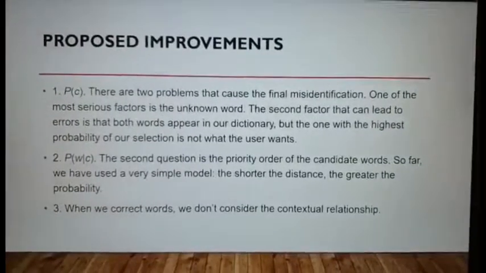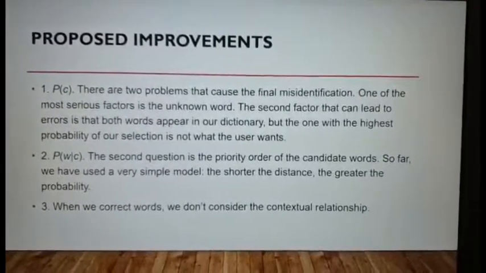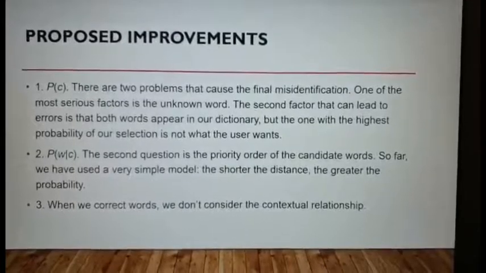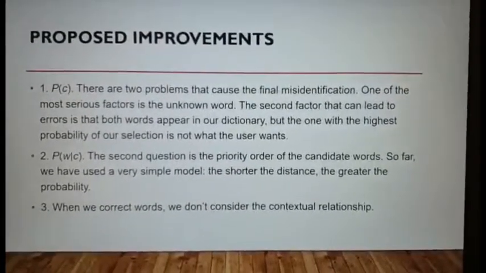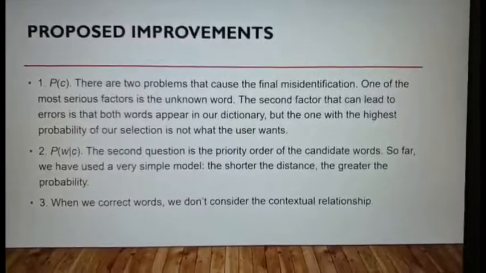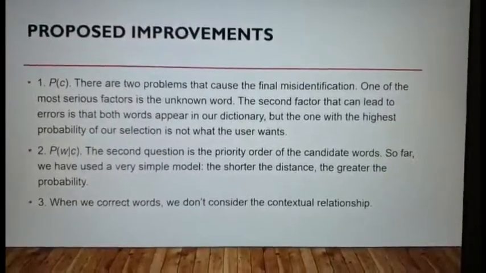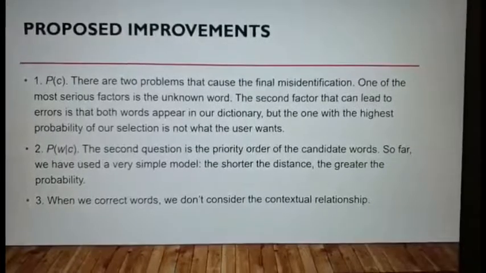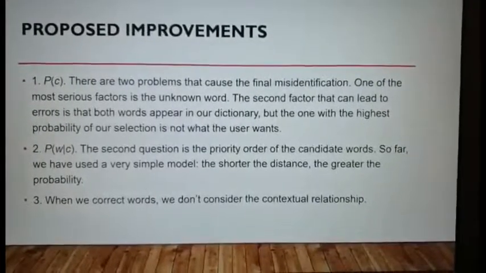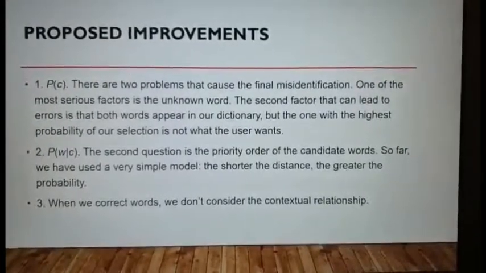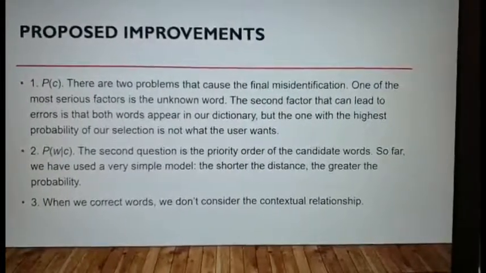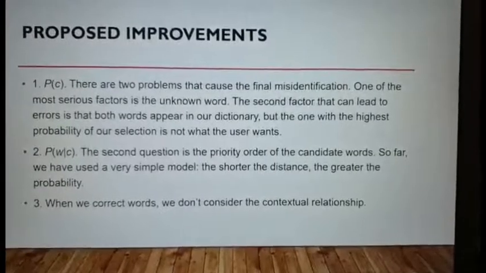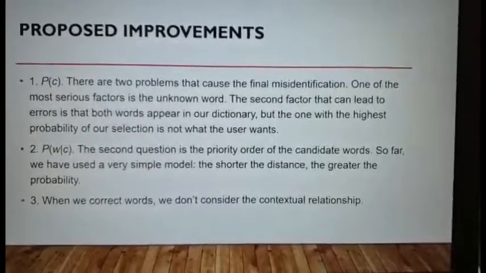There are two problems that cause the final misidentification. One of the most serious factors is the unknown word. The second factor that can lead to an error is that both words appear in our dictionary, but the one with the highest probability of our selection is not what the user wants.